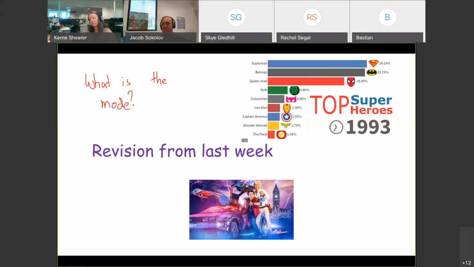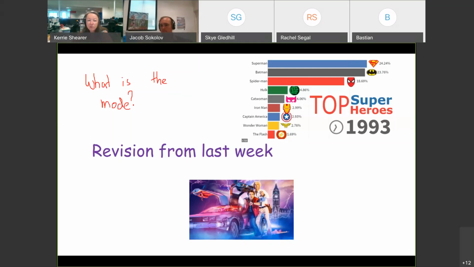Bastian says it's the number that comes up the most. That's a good idea. Isaac says it's the favourite. I like that as well. Joshua says it's the most commonly occurring number. And Maddie says it's most occurring.